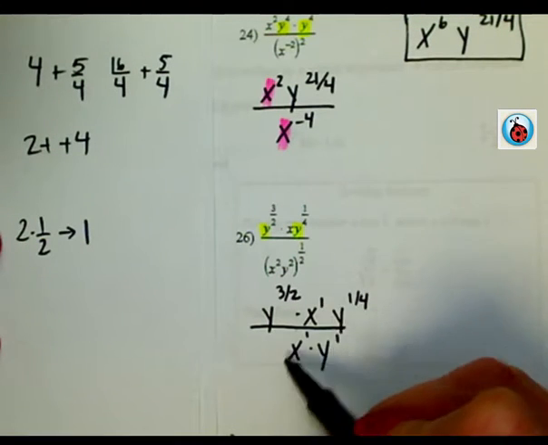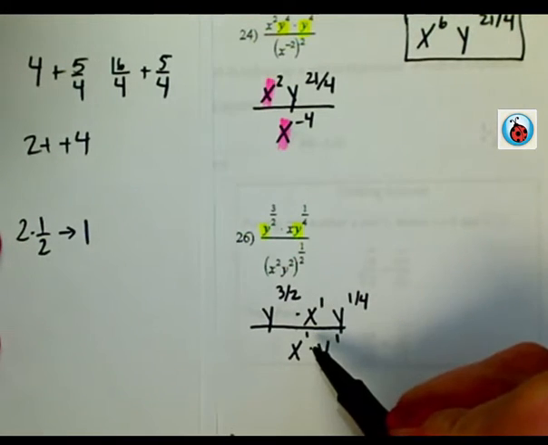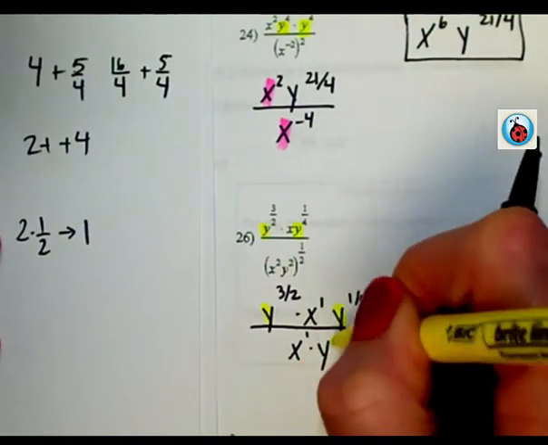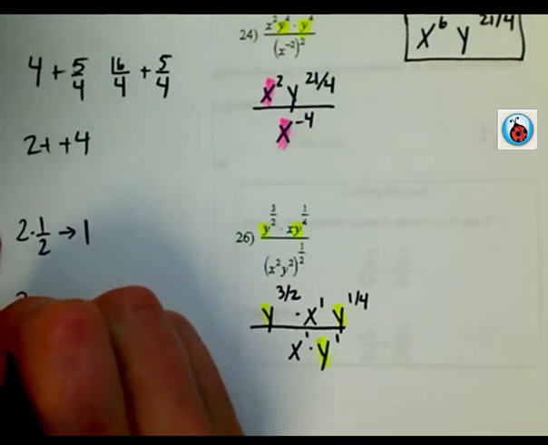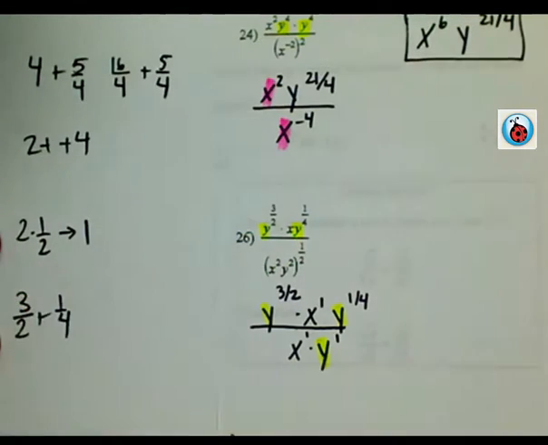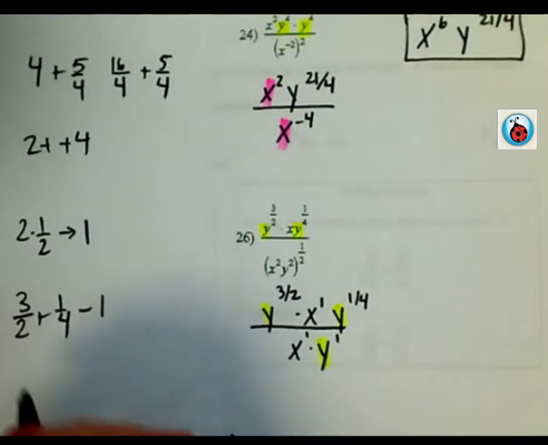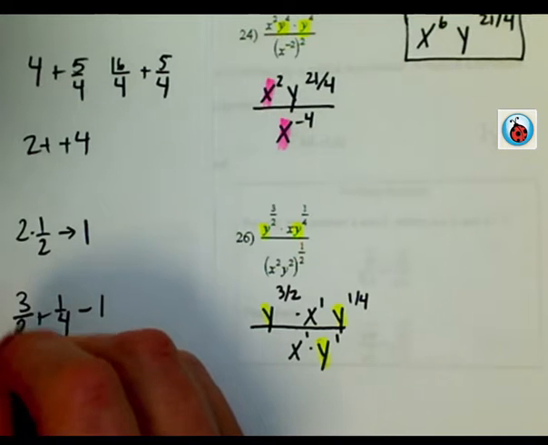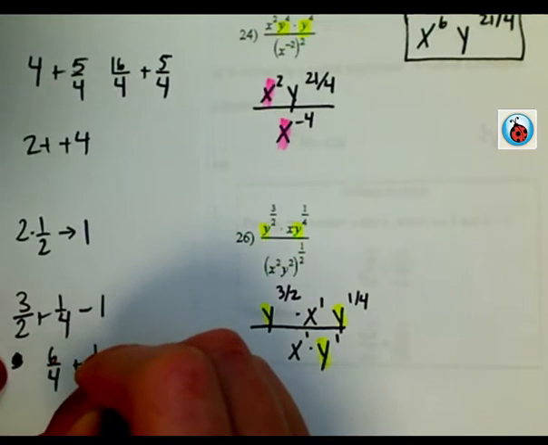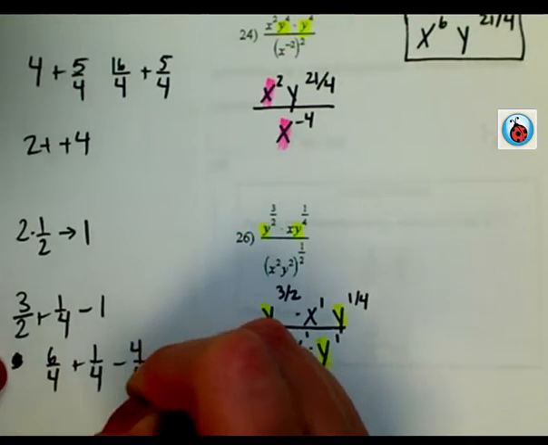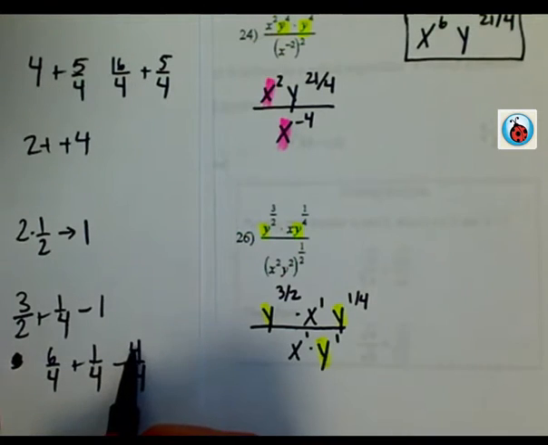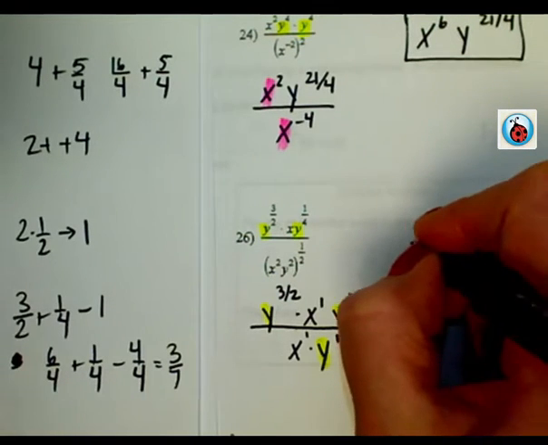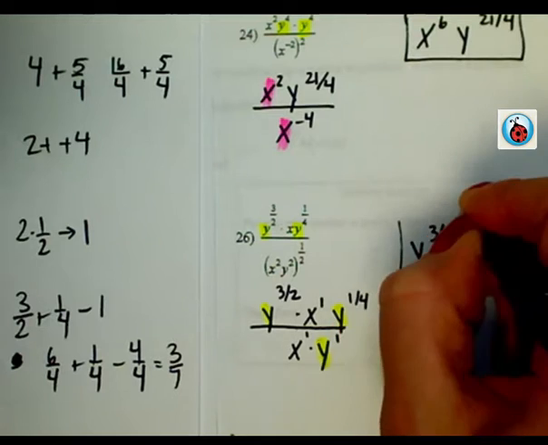So I notice that my x's are going to cancel out. 1 minus 1 is 0. X to the 0 is 1. Okay, so I've got y. 3/2 plus 1/4 minus 1. Okay, so let's do common denominator of 4. So times 2. 6/4 and 4/4. So 7 minus 4 is 3. Okay, 3/7. Y to the 3/7.